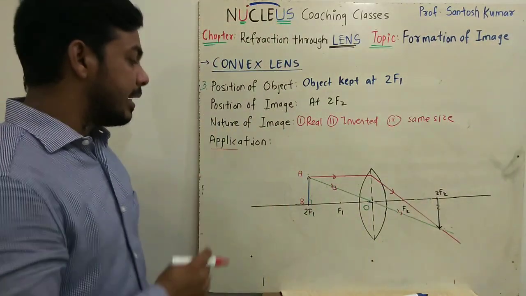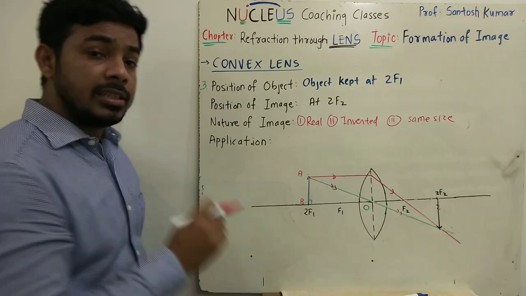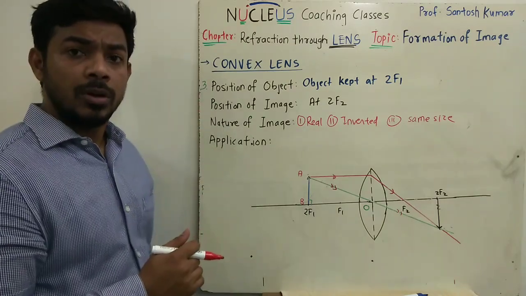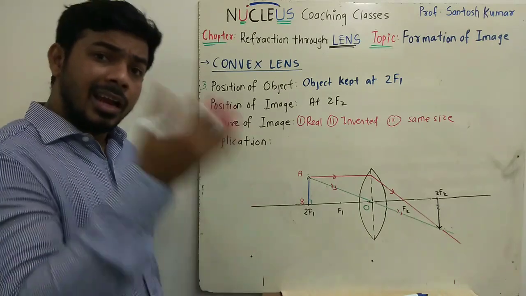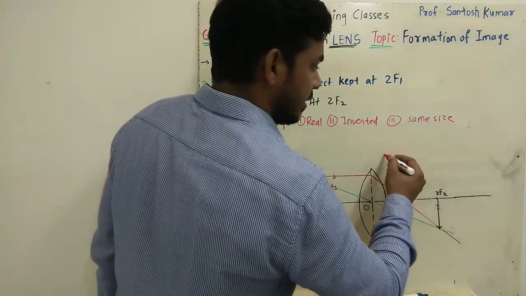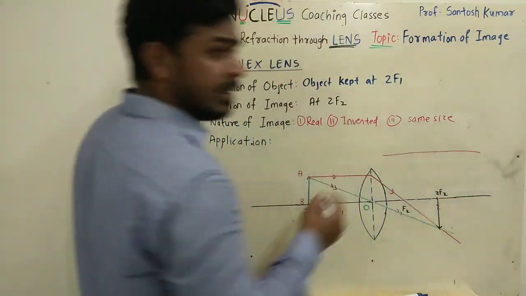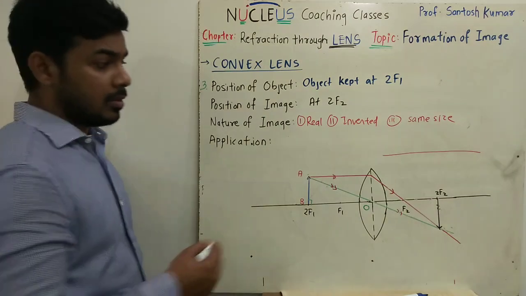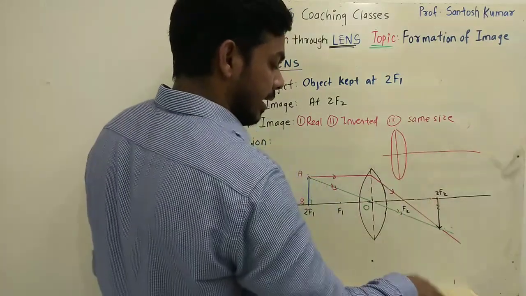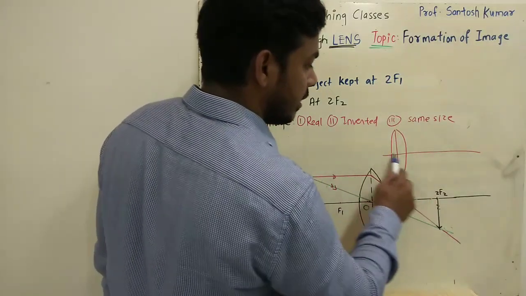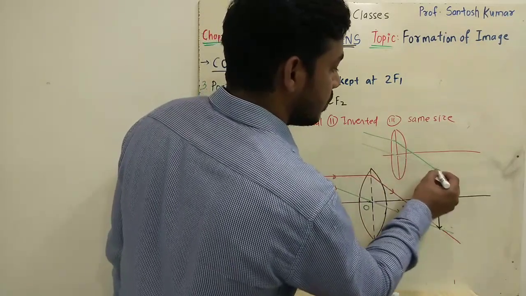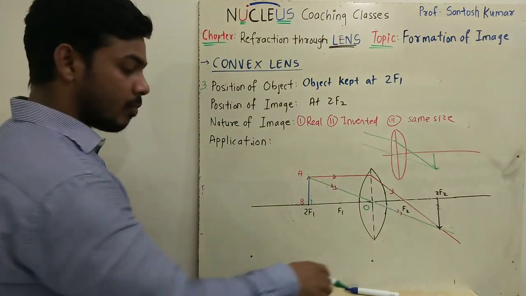And if I talk about the application of this case, this case is used in an astronomical telescope where we get the inverted image. I will show you, it will just take a minute to represent. In a telescope there are two lenses, remember. So if I talk about a terrestrial telescope, the rays are coming from the object, and after refraction through the objective, some image is formed.